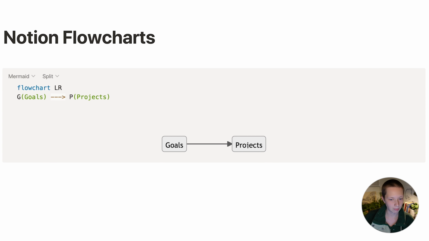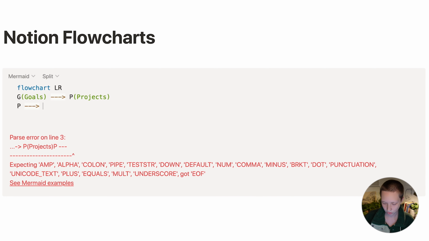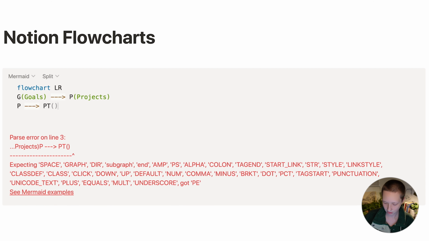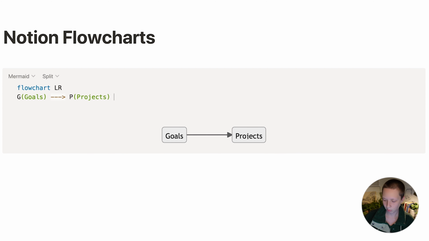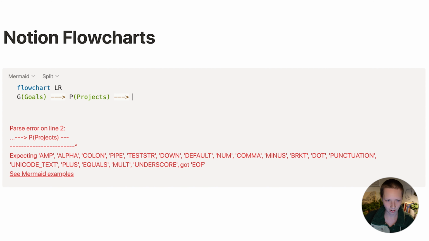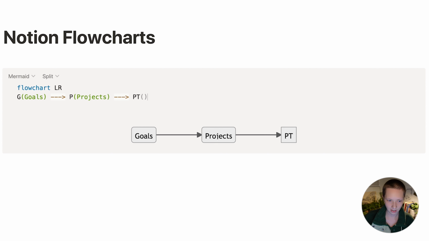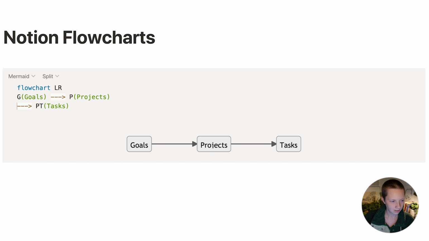Now I want to connect my projects to my tasks. One way to do this is to say P is also connected to maybe project tasks, so PT, and the label can be tasks. Or I could simply say, at the end of projects, create another arrow to PT tasks. I personally like keeping it compact, so I'm going to do the P to PT down below.